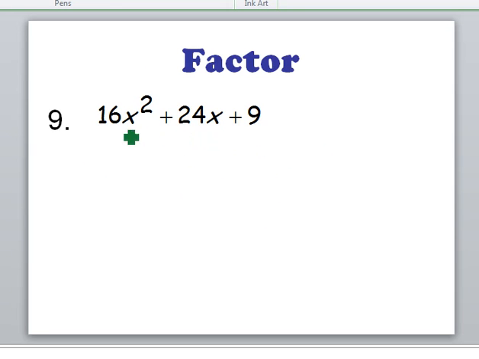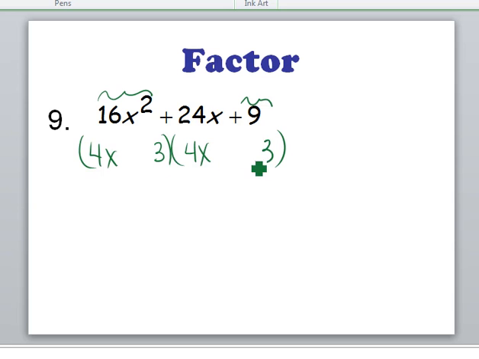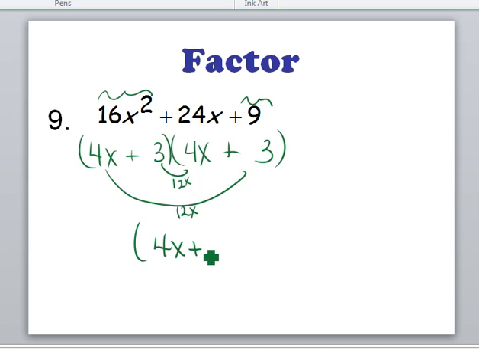A few more problems here. Ooh, I noticed in this one there's no greatest common factor, but I noticed this is a number squared, 4x times 4x, and this happens to be a number squared as well. So I'm going to put 4x times 4x, and we're going to try 3 times 3 to see if this works first. This is going to be my first guess. So I've got 12x times 12x, and sure enough that gives me 24. So I'm going to put a positive and a positive, and I'll write this as a quantity squared.